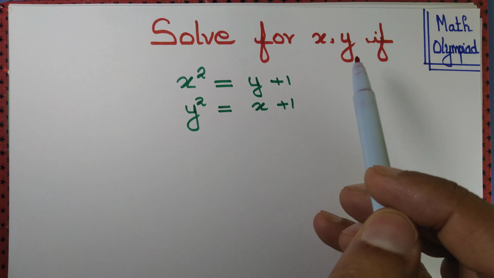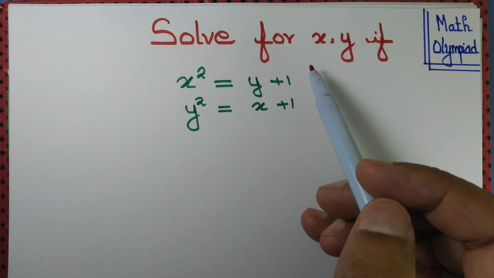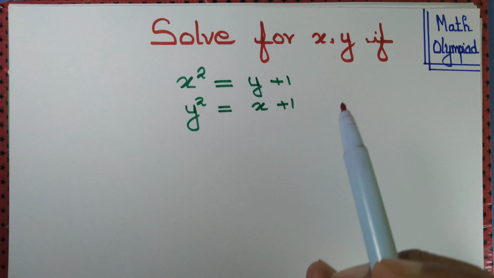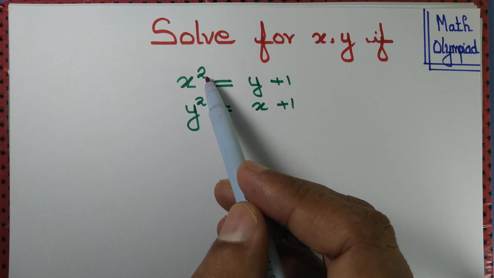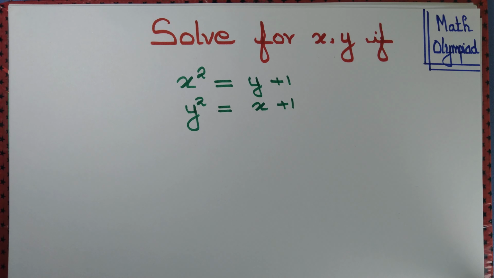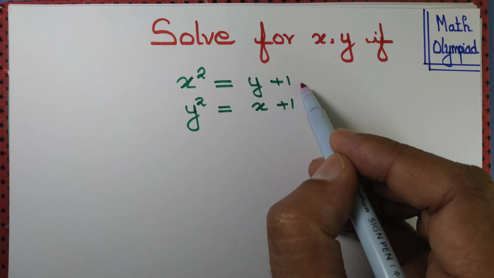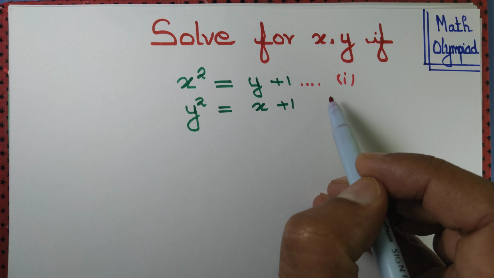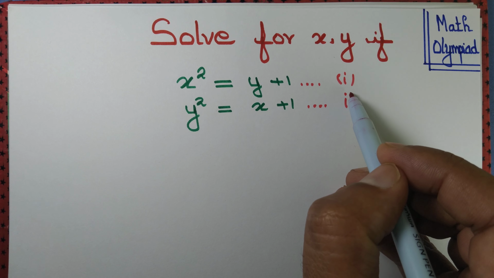Let us find all the real numbers x, y, or all the complex numbers x, y, that satisfy the equations x² = y + 1 and y² = x + 1. So we want to solve those two equations simultaneously.